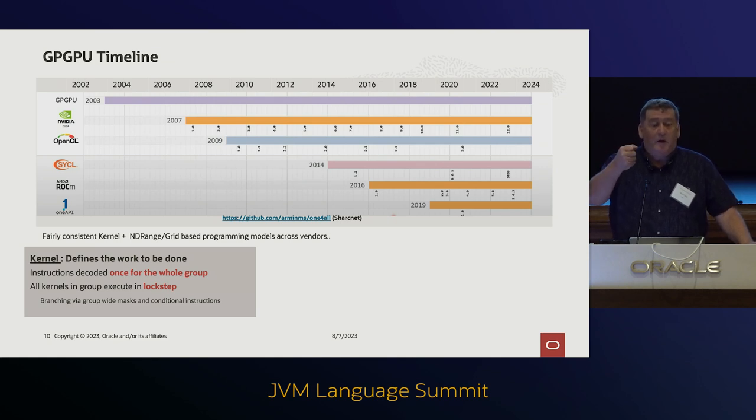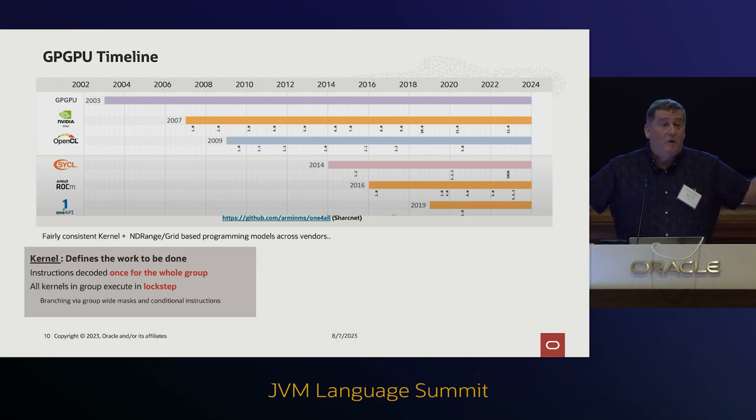It's usually occupying a core, but the way these guys hide lots of latency is they have one instruction decode for a whole group. You may have a group of 512 cores. One instruction decode, every kernel steps one instruction at a time. They stay in lockstep. This is good. You save having to have an instruction decoder per core.